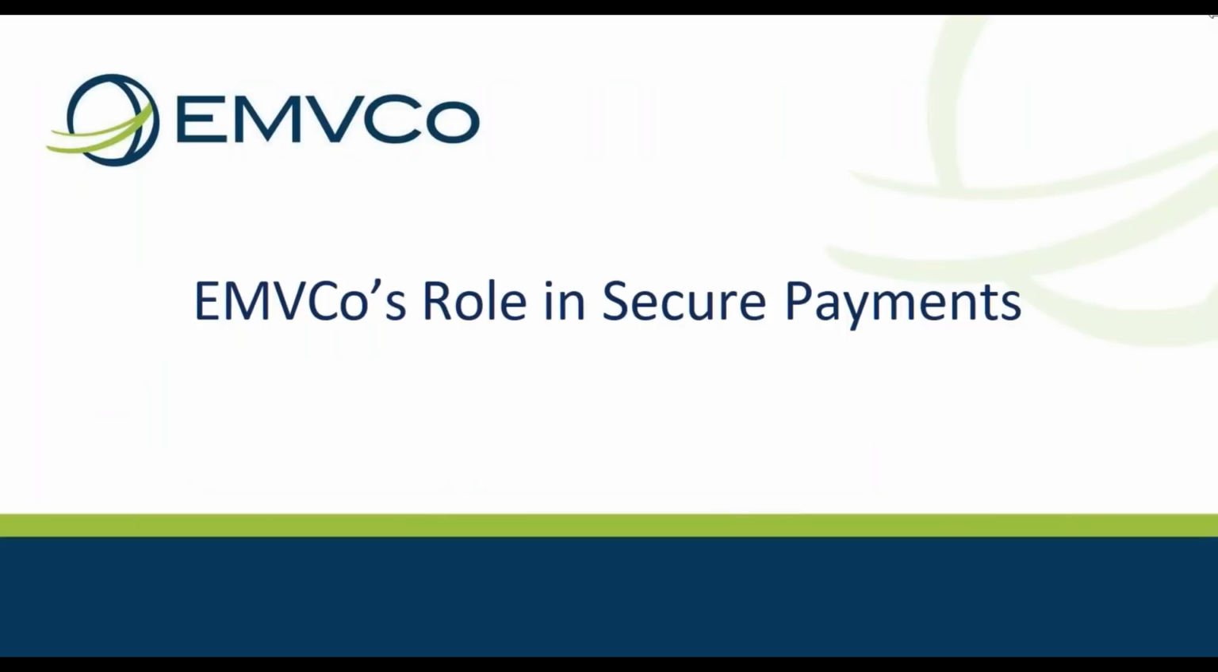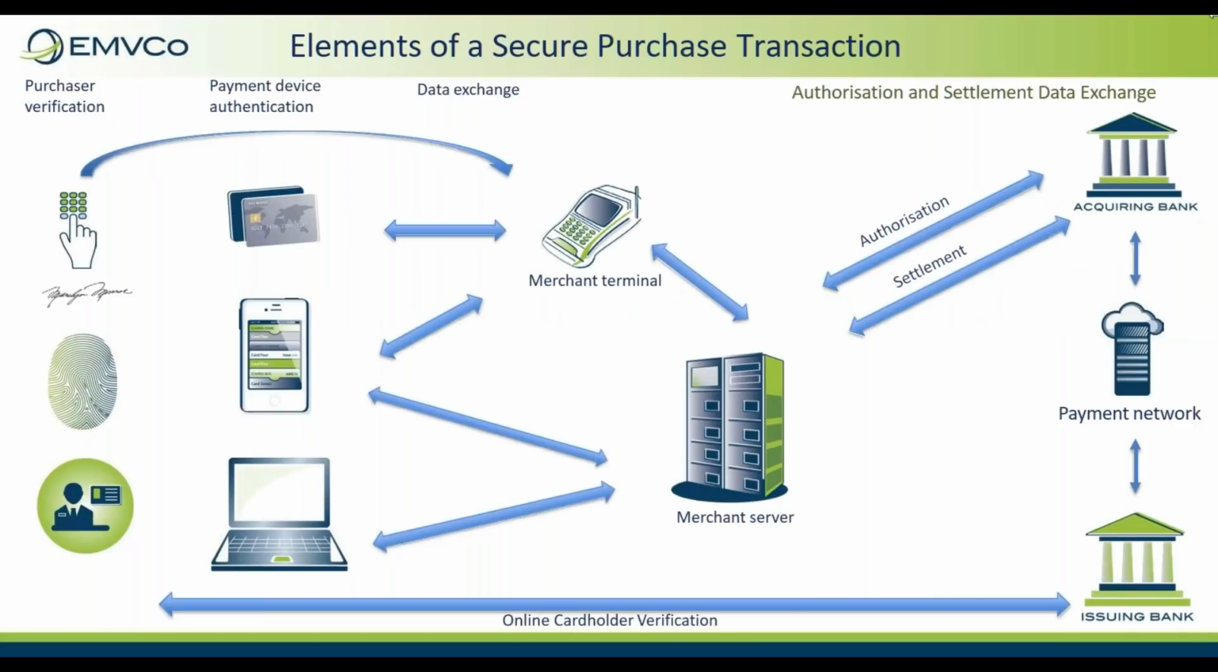So let's start off by looking at EMVCo's role in secure payments. If you consider the elements of a secure purchase transaction, there's some form of purchase verification, there's some form of payment device authentication, there has to be a secure exchange of data between the payment devices and the acceptance devices, whether that's a merchant terminal or going directly to a merchant server. And then, of course, there has to be some authorization of the transaction and eventually a settlement of the transaction. And also, there's an element for online transactions of some online cardholder verification.